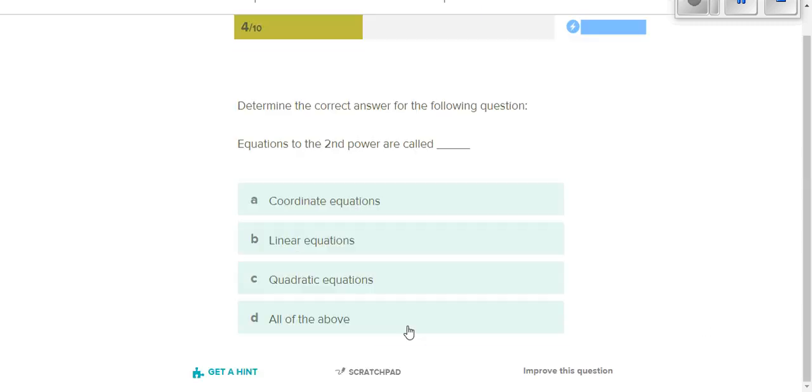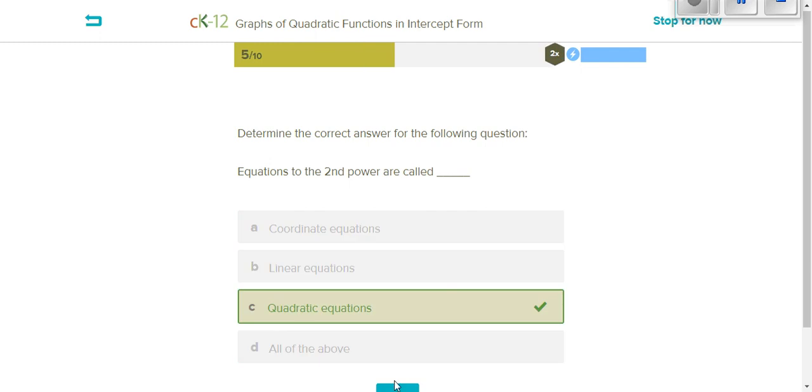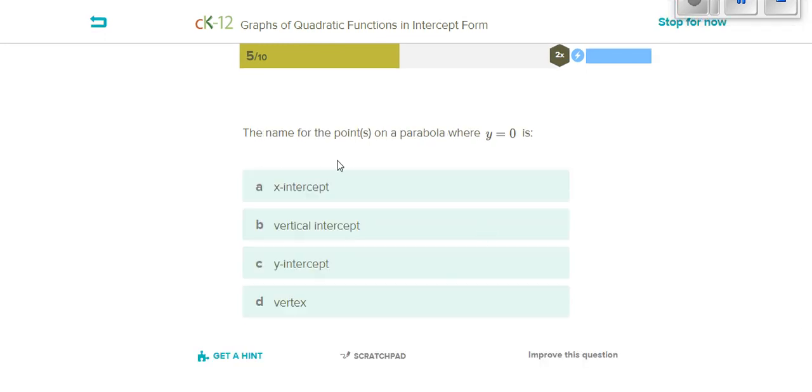So next. Determine the correct answer to the following questions. Equations with the second part are called, what's x times x? A square, or a quadratic. The name of the points on the parabola where y equals 0 is?